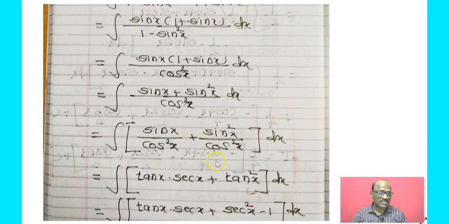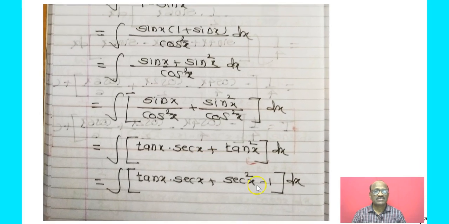That is tan x in bracket square, which means tan square x. But what is tan square x? It becomes sec square x minus 1. Now integrate this. What is the derivative of sec x? Sec x into tan x. Therefore, the integral of sec x into tan x is sec x. And again, what is the derivative of tan x? The derivative of tan x is sec square. Therefore, the integral of sec square is tan x. Therefore, we will see the answer.